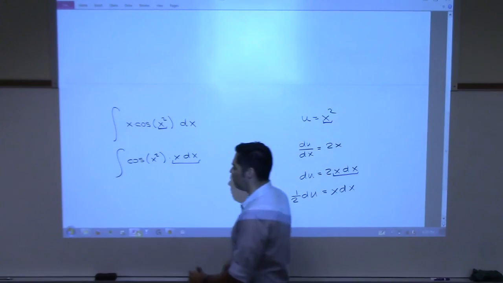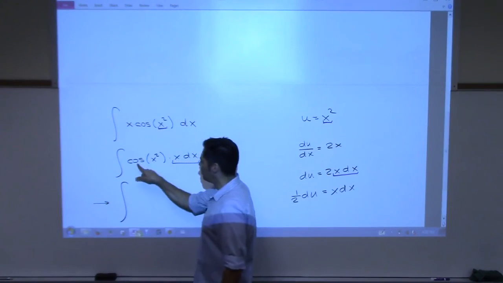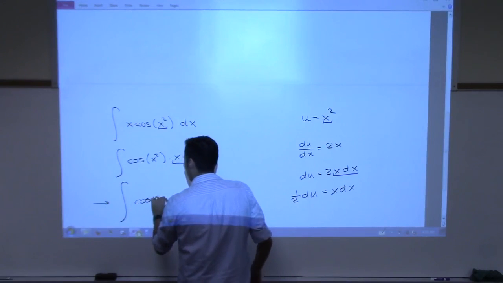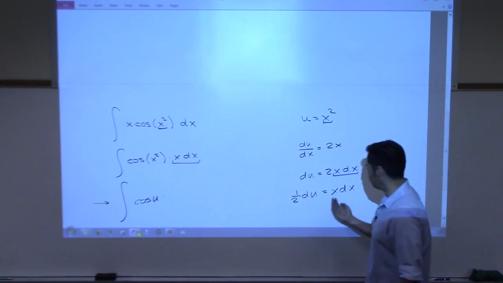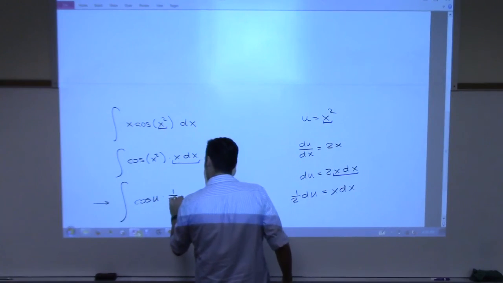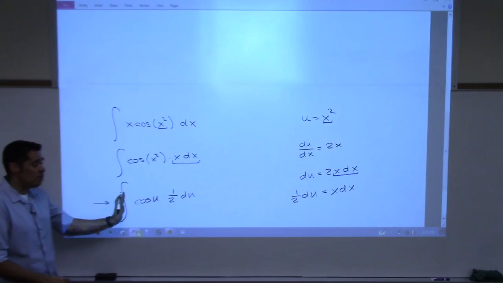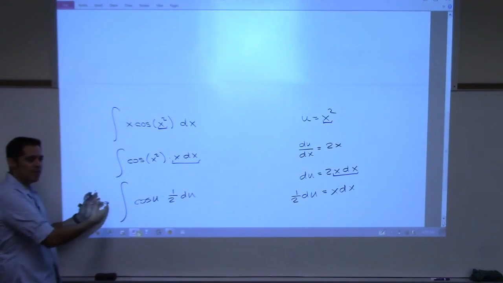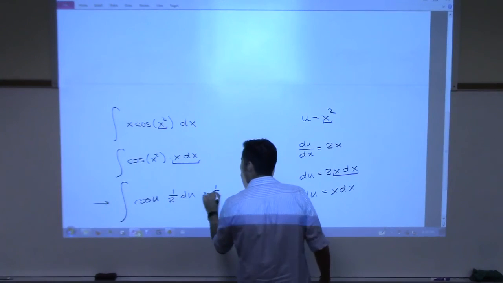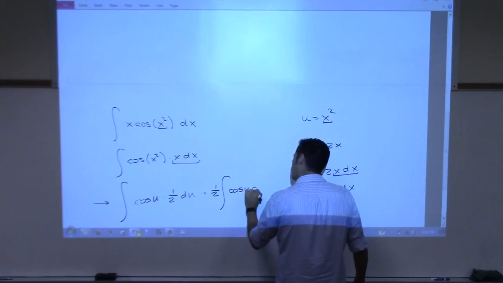Let's rewrite this problem. When I rewrite it, my integral sign stays there. Cosine of what? U. And what is x dx in terms of u? 1/2 du. And I can take the 1/2 and I can actually move it out front, but I can even move it out here completely because it's always just going to come along for the ride. So this becomes 1/2 integral cosine u du.